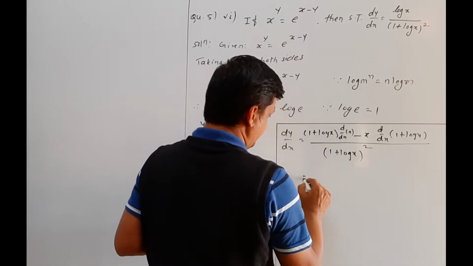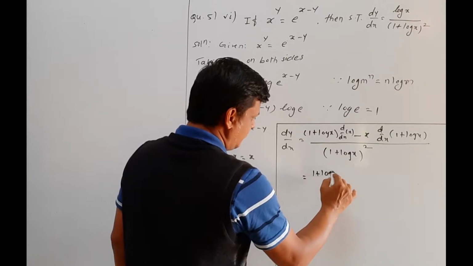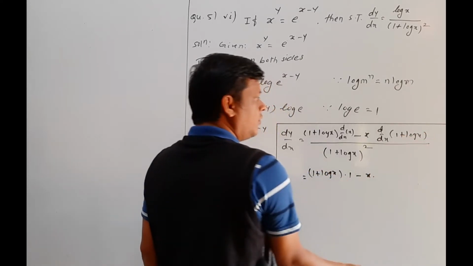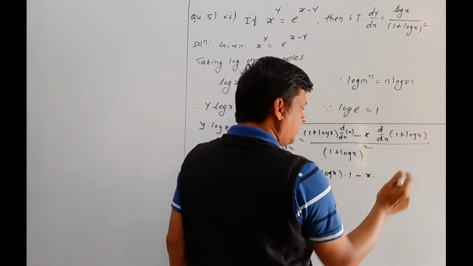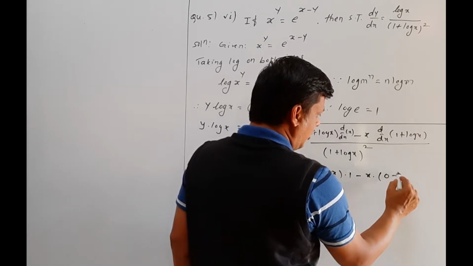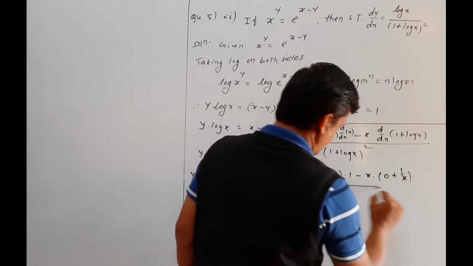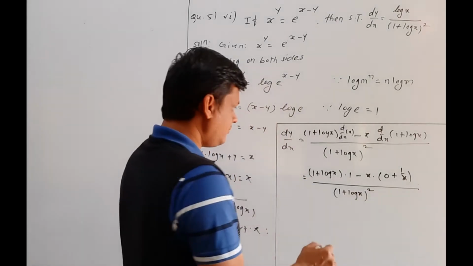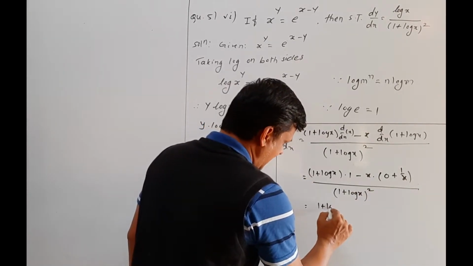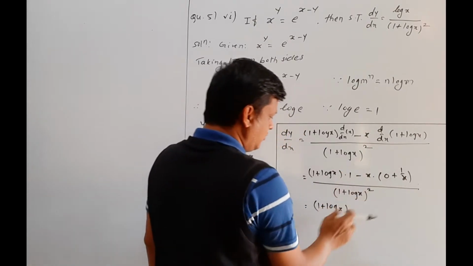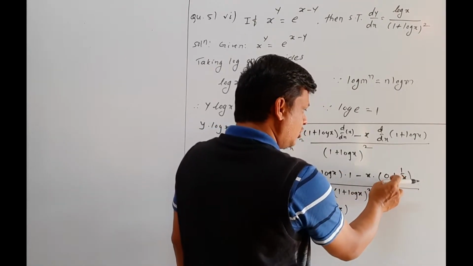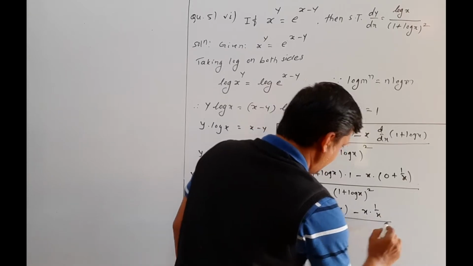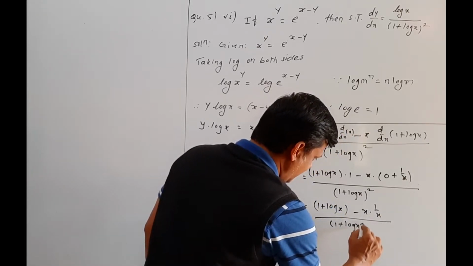So 1 plus log x as it is, the derivative of x with respect to x is 1, minus x into, here we have to find the derivative of the first term plus the derivative of the second term. So the derivative of 1 is 0, the derivative of log x is 1 by x, upon 1 plus log x, its bracket square. So write 1 plus log x as it is. 1 plus log x into 1, we write 1 plus log x. Here 0 plus 1 by x is 1 by x. So write minus x into 1 by x upon 1 plus log x, its bracket square.